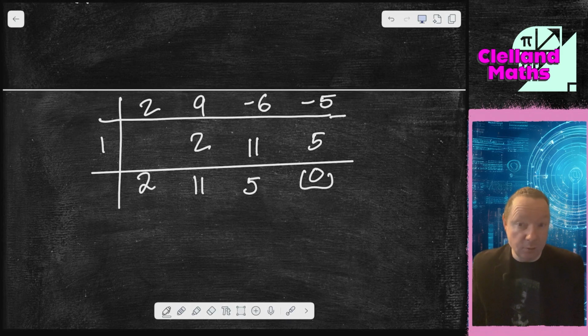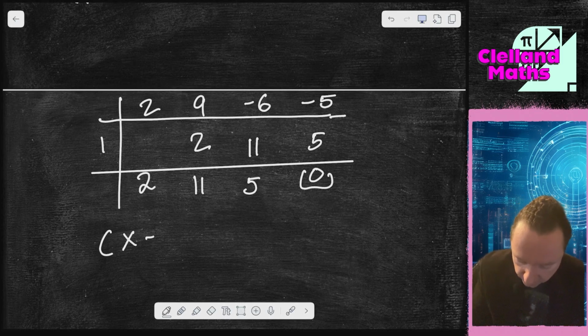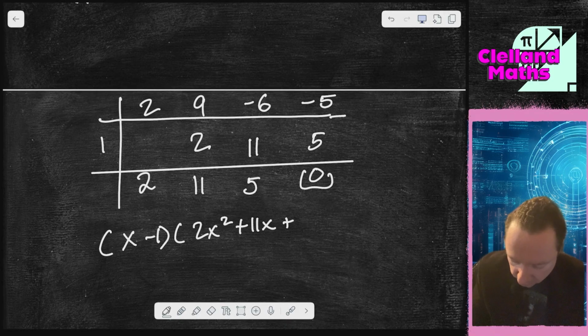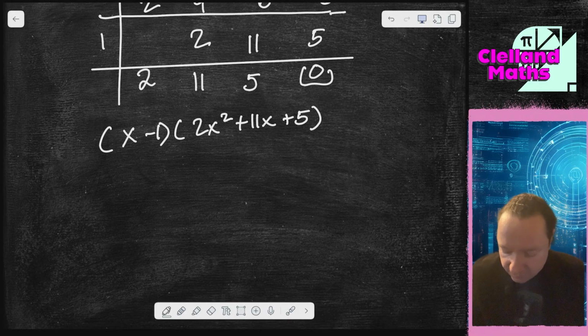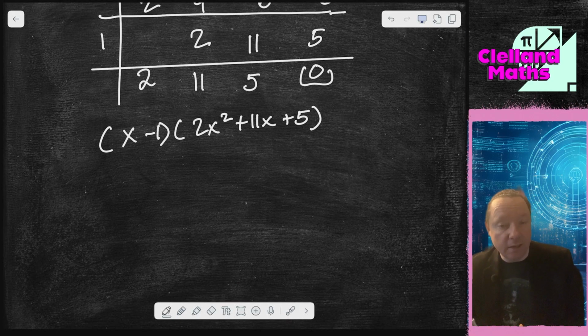I don't need to say the remainder equals 0 again, but if you've not done it yet, you say it now. And that means that x minus 1 is a factor. So we knew it was x minus 1, but we've now got 2x squared plus 11x plus 5. And we need to check, is that factorisable? Now, you might be able to see it's factorisable.